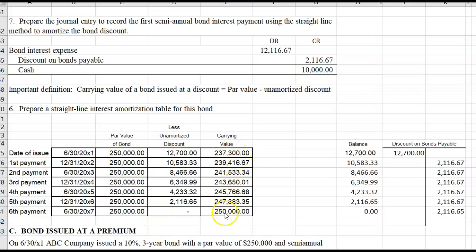Here is the completed straight line bond amortization schedule for this bond that was issued at a discount. Well, that's it for this video. When we come back, we'll start talking about a bond that is issued at a premium.